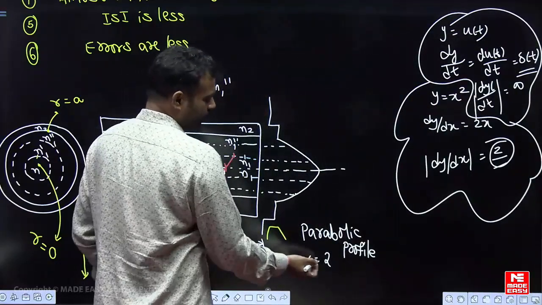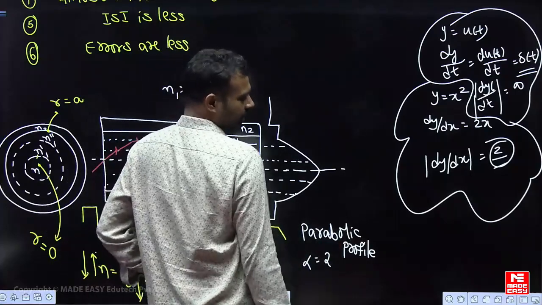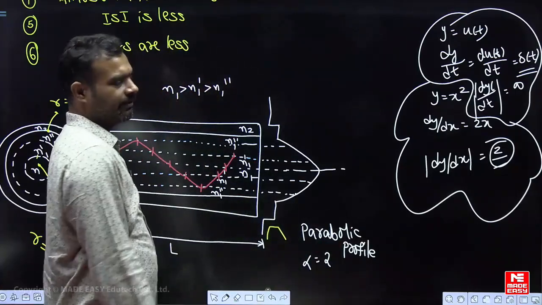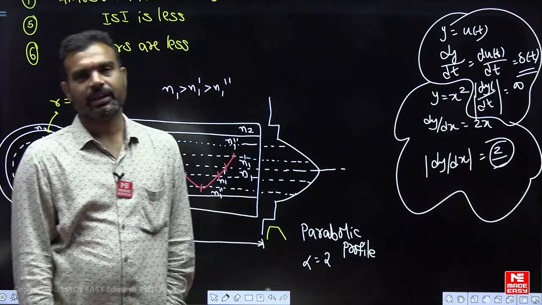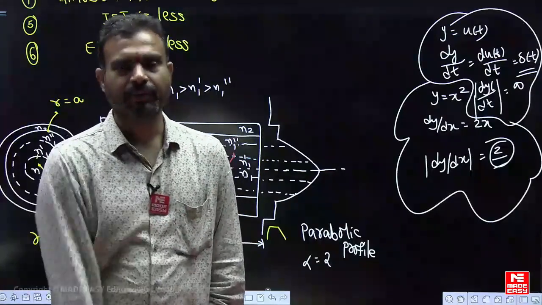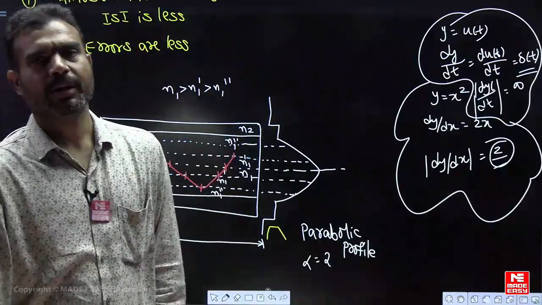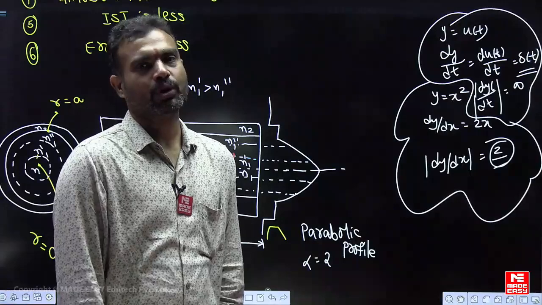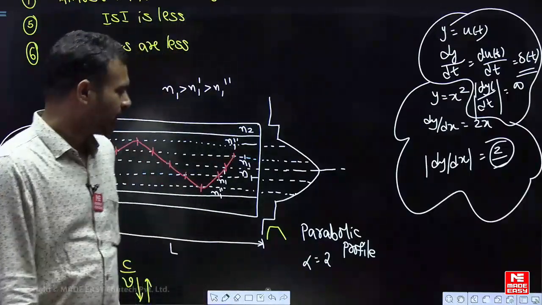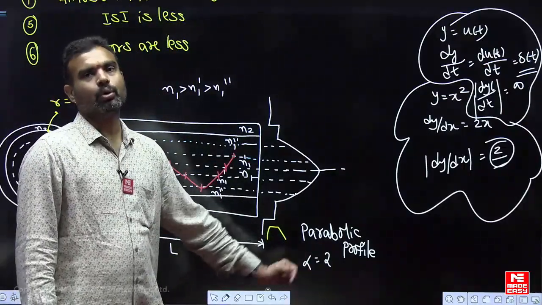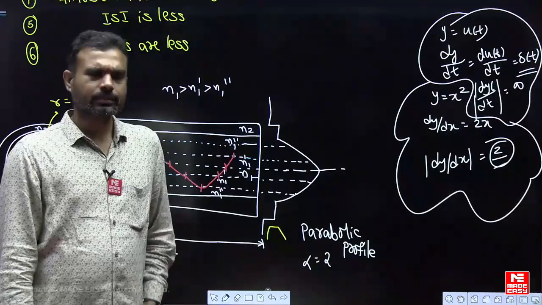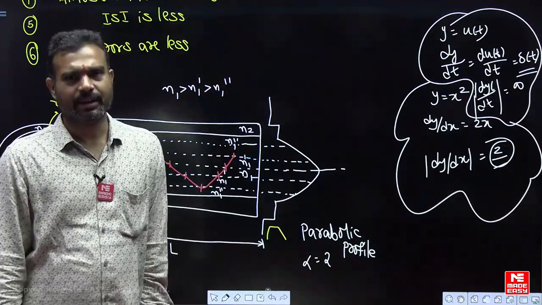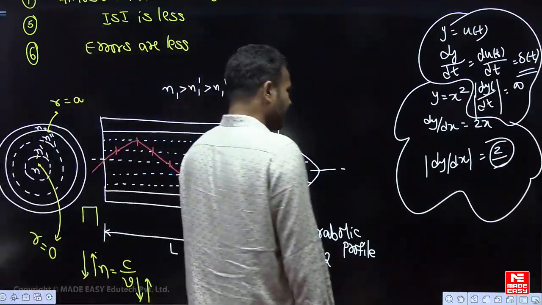How do you write alpha is equal to 2? Write down your parabolic equation, differentiate it, and take the magnitude, that is the coefficient value. The magnitude value is equal to 2. Therefore, we can write our alpha value as 2 for a parabolic profile. I hope everybody in the class understood this. Then I can go for the next one.